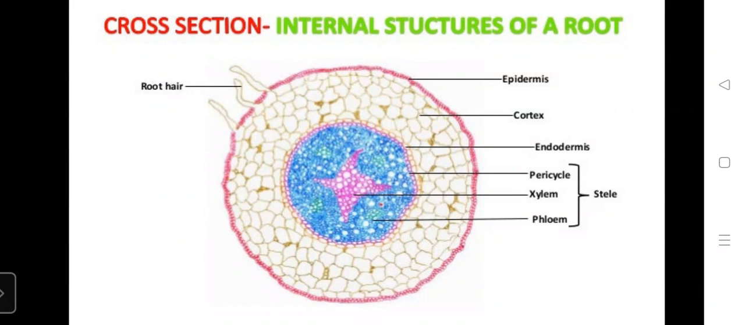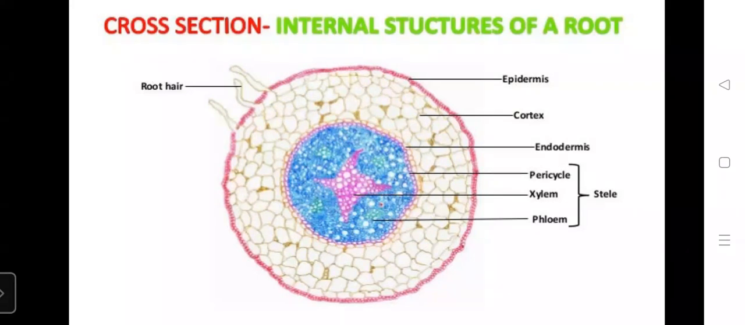The companion cells in dicot roots are present in the metaphloem and are usually absent in the protophloem. So these are the vascular bundles, the xylem and the phloem. The parenchyma cells between the xylem and phloem form a tissue called complementary tissue or conjunctive tissue. The central region of the root is occupied by a narrow parenchymatous pith or medulla. Sometimes it is absent. In this diagram, the medulla or pith is absent.